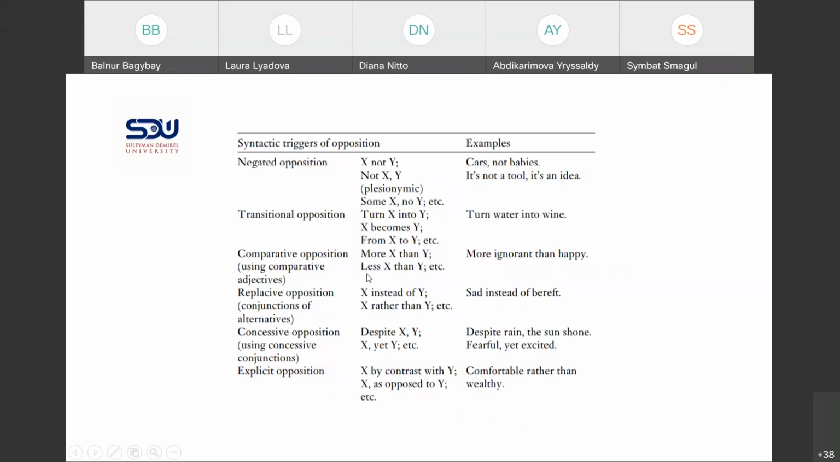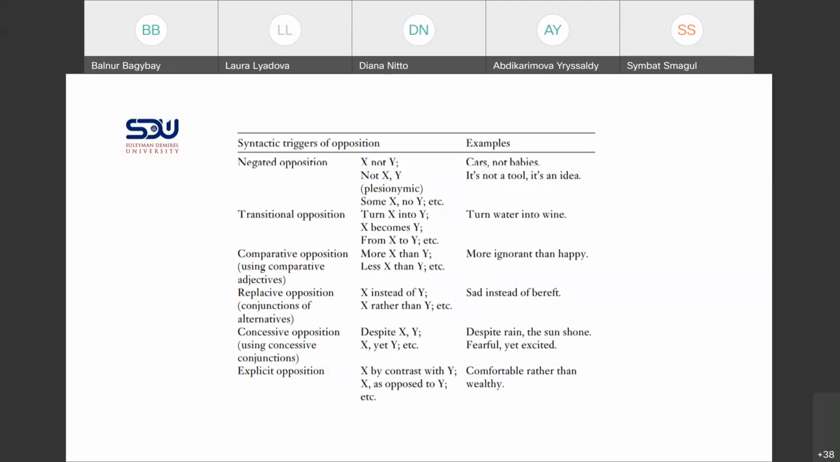Next, replacive opposition, when we use conjunctions or alternatives. Something A instead of B, or I prefer A rather than B. Sad instead of bereft. Quite an interesting one. Okay, the next type of opposition is concessive opposition, when we use concessive conjunctions. I really love this type of opposition, to be honest, and I use it a lot in my speech.